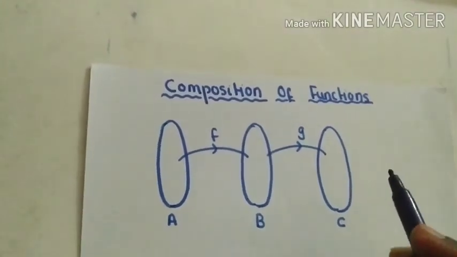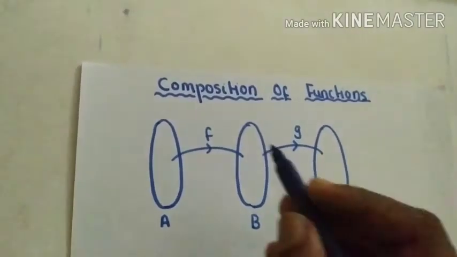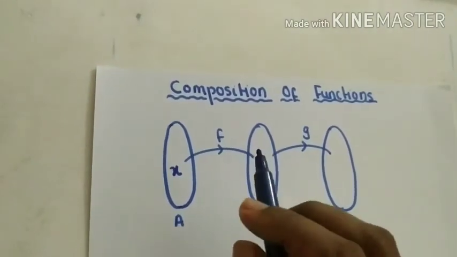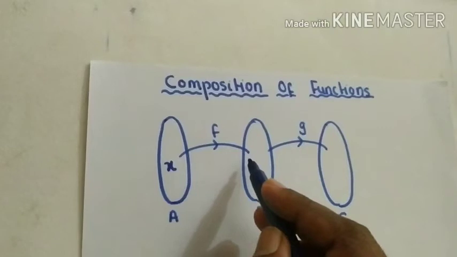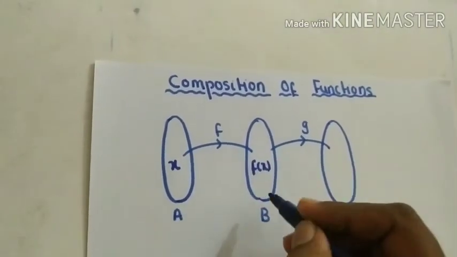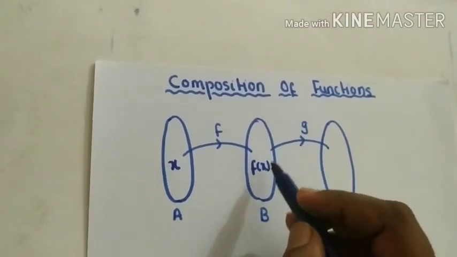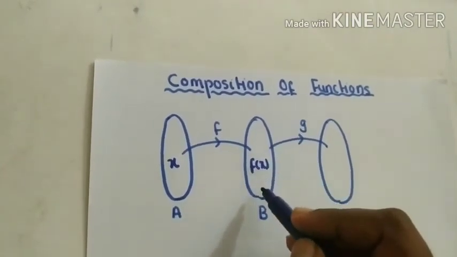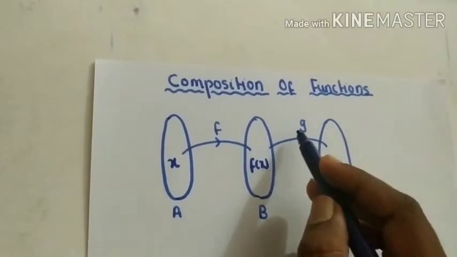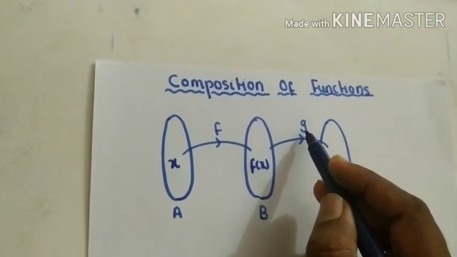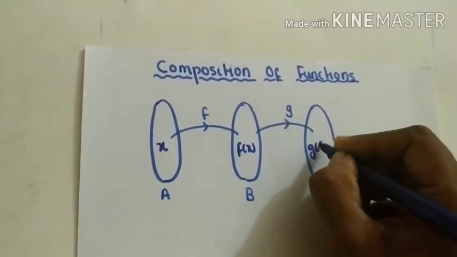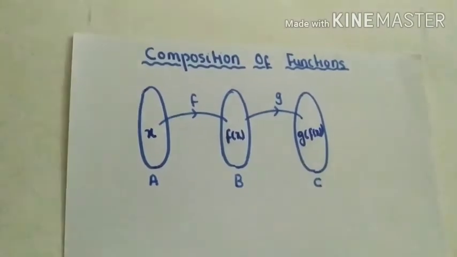Okay. Take a random element x here. After applying the function f, it becomes f of x. Now beginning with f of x, after applying the function g, we get our final product g of f of x.